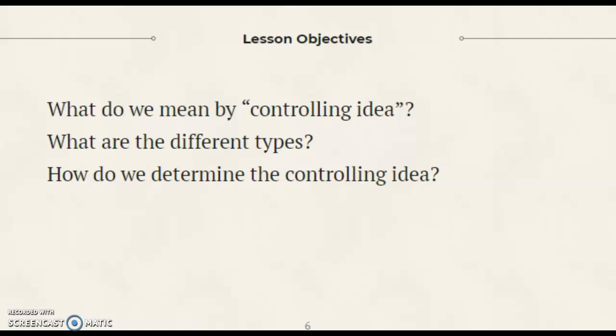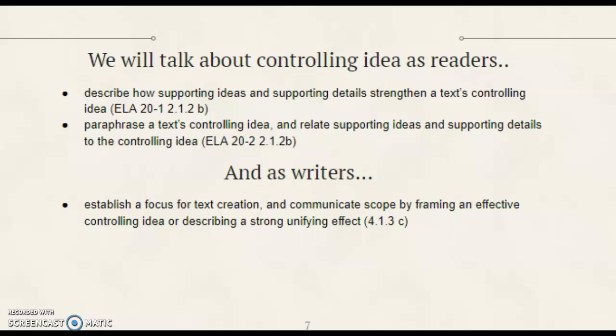We're going to talk about what we mean by the controlling idea. We're going to look at four different types, and then we're going to do a step-by-step process to help us determine the controlling idea of a nonfiction text. Looking ahead, just be aware that we will talk about controlling idea as readers, like we're doing today. And as writers, especially with the next unit, we're going to start seeing how we can use the idea of a controlling idea to help us write more effective texts.